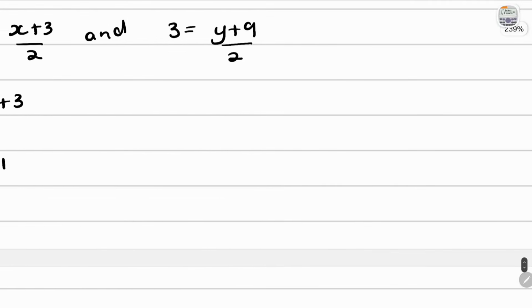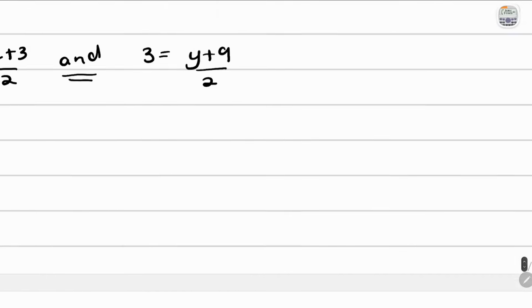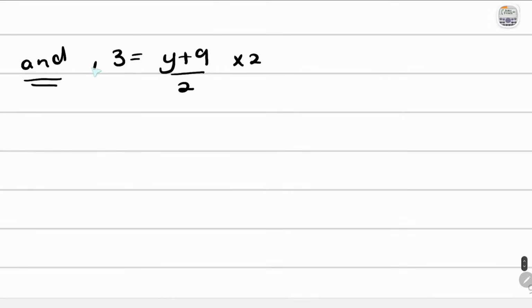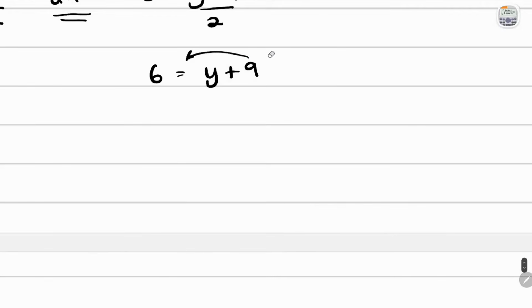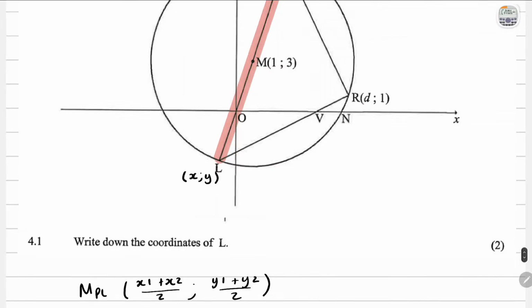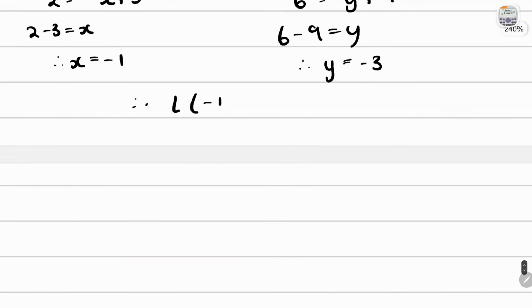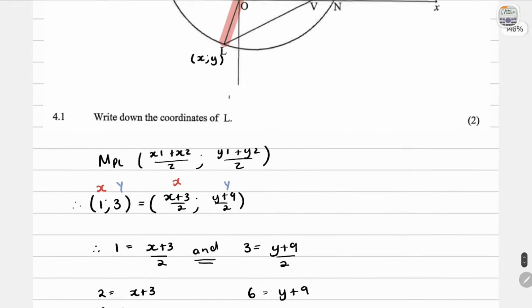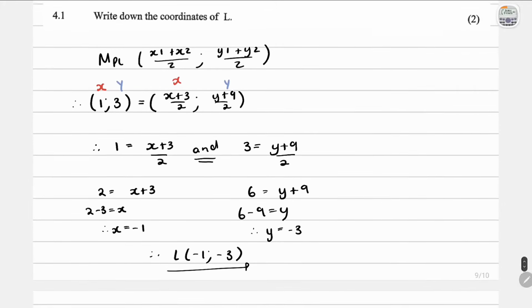Okay, so we have the x value there. Now the y value, again, we're going to do the same thing. You're really just multiplying both sides by 2, and so that gives you 6 is equal to, that cancels, and now we have y plus 9. Then take the 9 over. So that's 6 minus 9 is equal to y. Therefore, y is equal to negative 3. And that means that the endpoint L is negative 1 and negative 3. Makes sense for where it is. Okay, so that is the first question. Moving on to the next question.